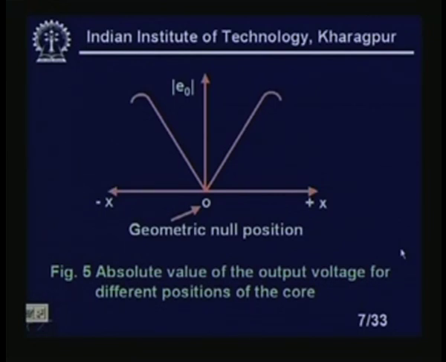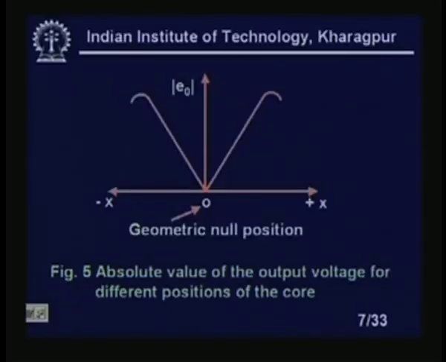Now we have taken the magnitude of the output voltage. That is the reason we have written E naught mod, the absolute value of the output voltage. Now I change the position of the core and measure the output voltage. For 1 centimeter, what is the output voltage I have plotted. Then for x equal to 2 centimeter, what is the output voltage I have taken. For x equal to 3 centimeter, what are the output voltages I have taken. And these voltages I have plotted like this.